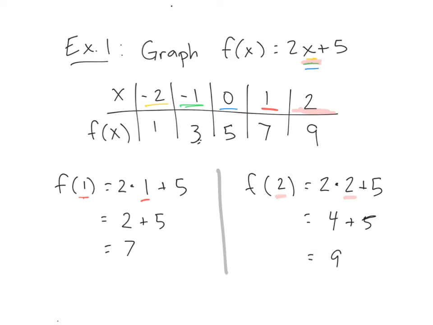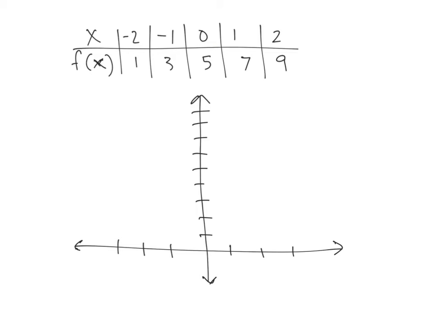Now that I have my table, I'm going to go ahead and plot the points on my graph on the next screen. Alright, now looking at my table, I'm going to go ahead and plot them on my graph. So -2 and 1 is my first kind of point value here, right? So -2 and 1 means an x value of -2, so 2 to the left, and then a y value of 1, so up 1.